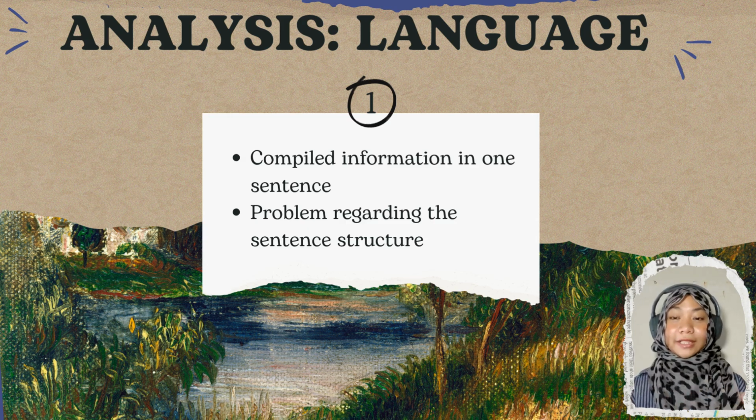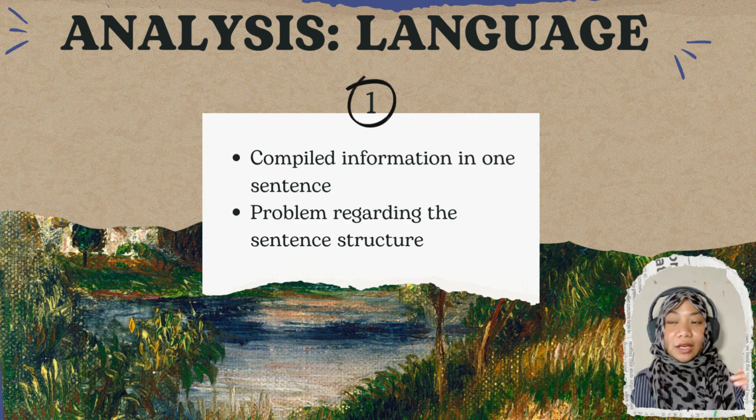Now we have the analysis for the language part. There is one major problem here, which is the writer, she compiled information into one sentence, which means that in a single sentence, she compiled a lot of information and without cutting it off. So this will actually result in problems regarding the sentence structure and regarding the comma and where to put the period. So now we're going to move on to the next slide.